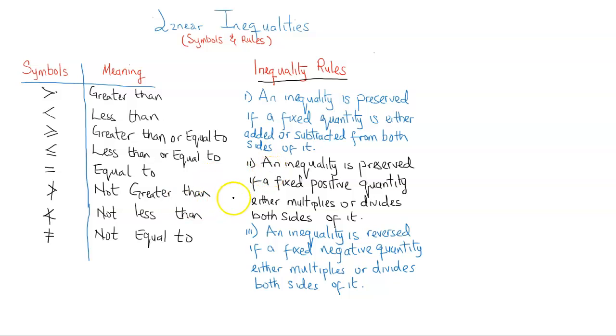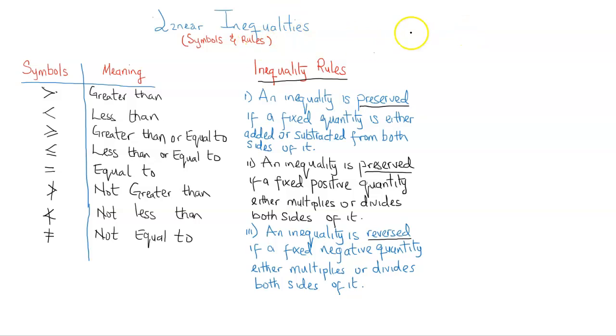The second one: an inequality is preserved if a fixed positive quantity either multiplies or divides both sides of it. And the final rule: an inequality is reversed if a fixed negative quantity either multiplies or divides both sides of it. So we find that the first two rules deal with preservation, while the last one witnesses a reversal. Let's see how these rules work.